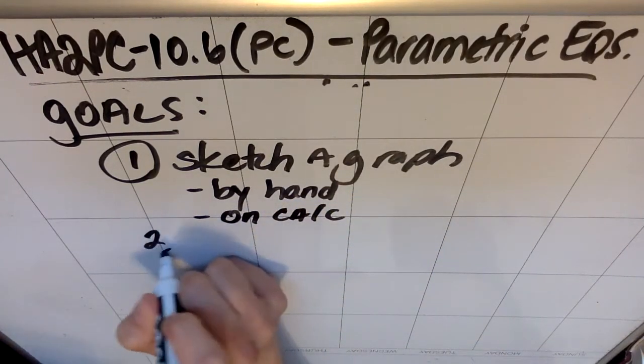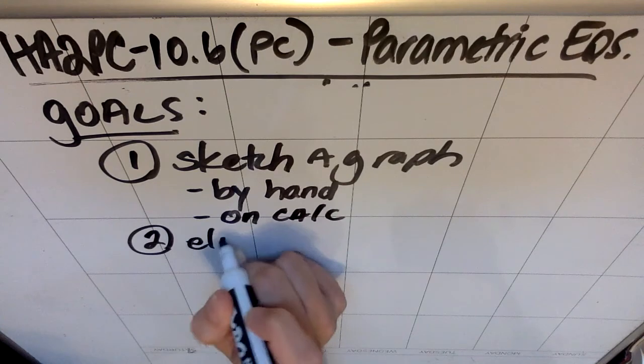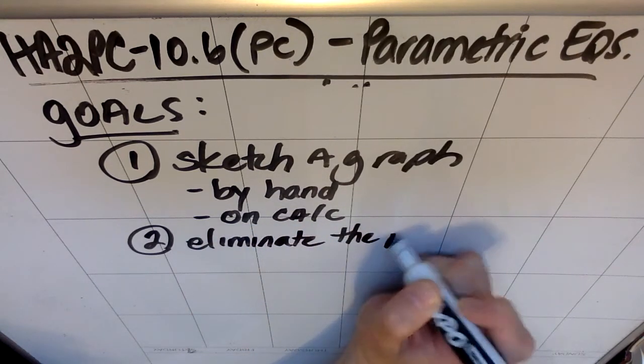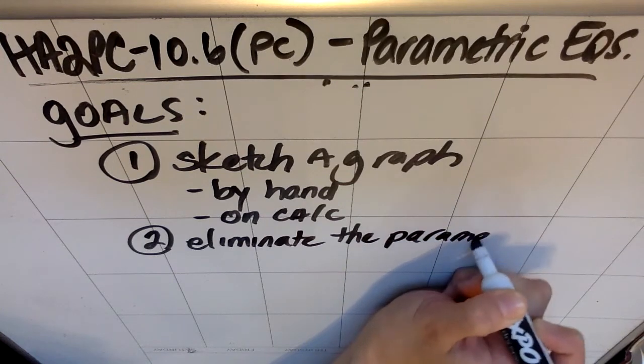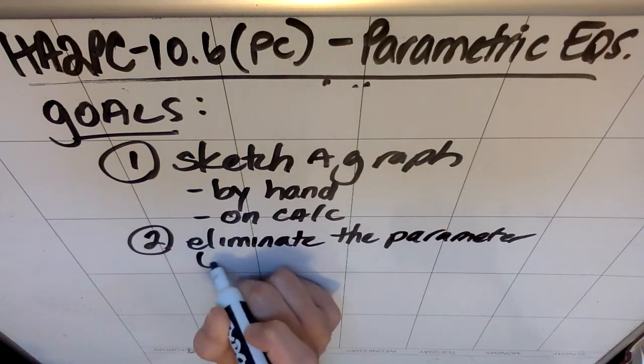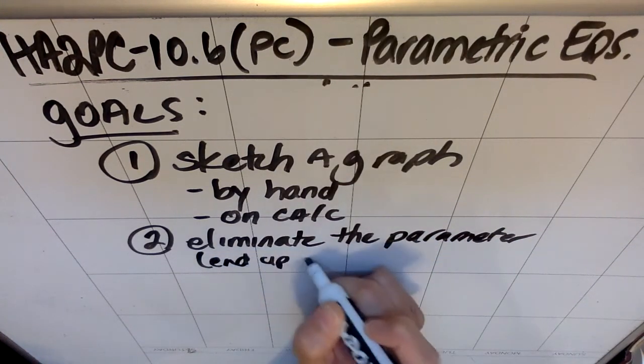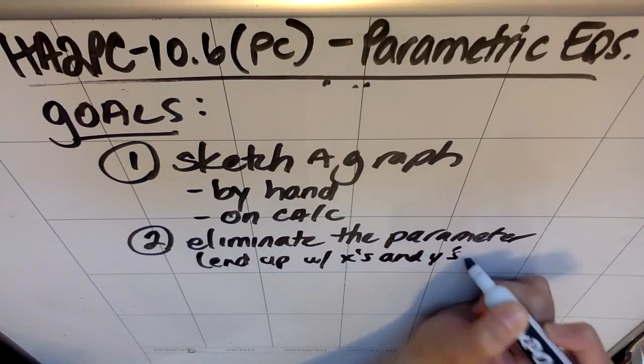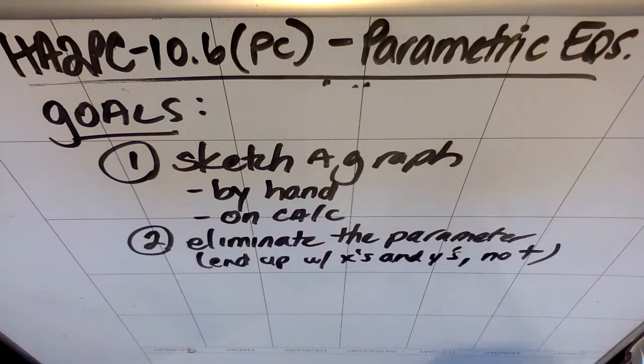The other big goal that we're going to have in this section is what we call eliminating the parameter. Essentially that means get rid of t. So we end up with x's and y's, but no t. Okay, no t, 2 separate words. So those are the 2 big goals that we're going to have for parametric equations.